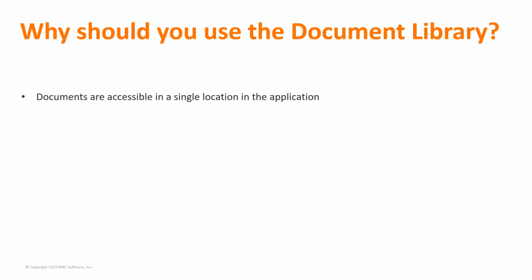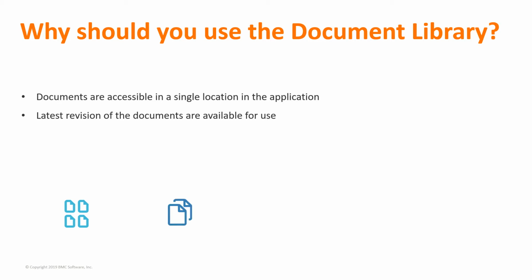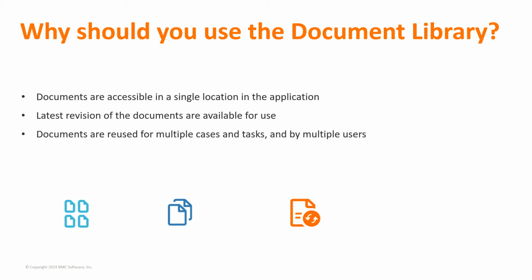In the document library, all documents are available in a single location and users need not maintain local copies of the documents. Moreover, the latest revision of the document is available for use for different cases and tasks, ensuring that users don't have to search through multiple versions. Different users can also use the same document. However, a document manager can restrict the use of a document by denying access to it.